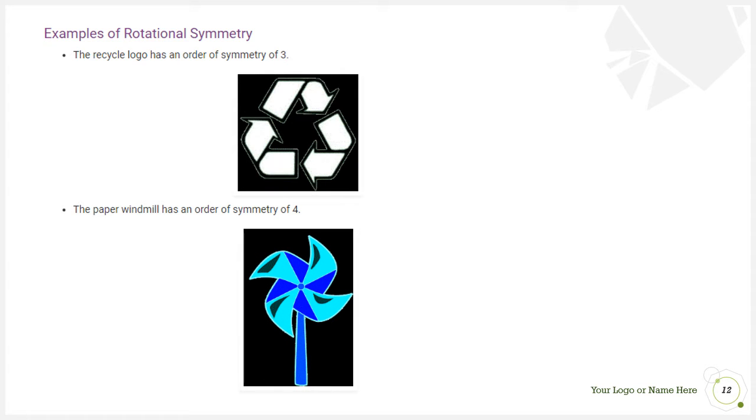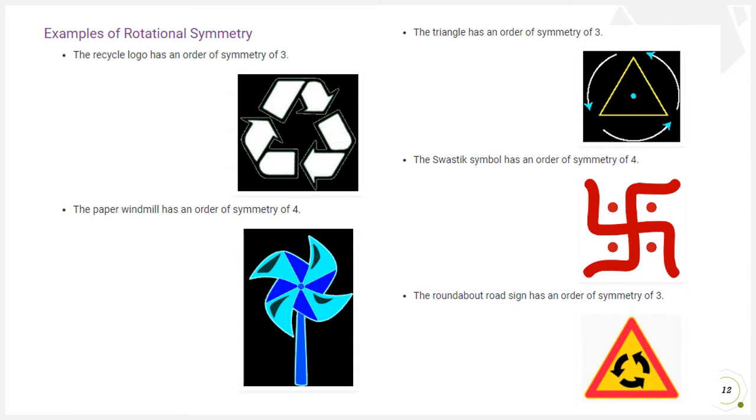Examples of rotational symmetry. The recycle logo has an order of rotational symmetry of 3. The paper windmill has an order of rotational symmetry of 4. The triangle has an order of symmetry of 3. The swastika symbol has an order of rotational symmetry of 4. The roundabout road sign has an order of symmetry of 3.